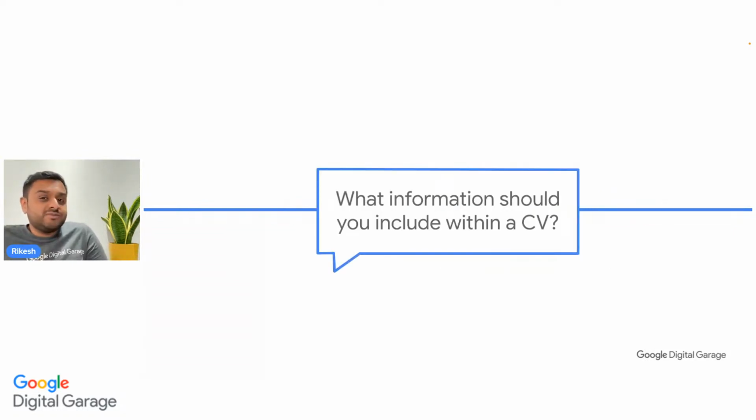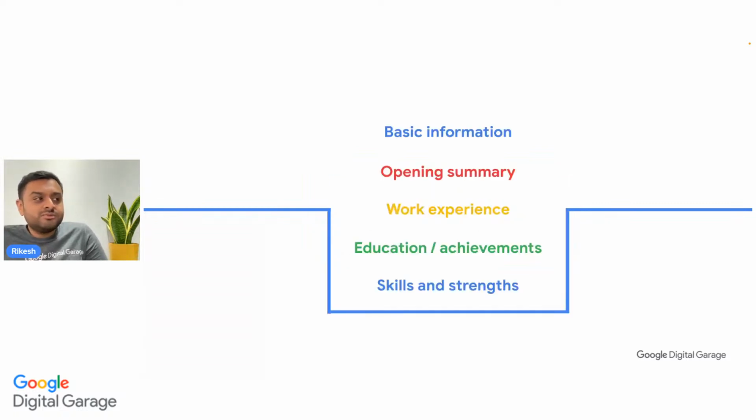So in terms of what a CV should include, these are the elements which we identify should be included within a CV. Now, all of these are not in the exact order in which they should be placed in a CV document. The only two that are in the correct order are the top two, which are basic information, so contact details, and opening summary. So we'll go through each one of these in turn in brief detail. And a lot of these you might already have different sections for within your CV.